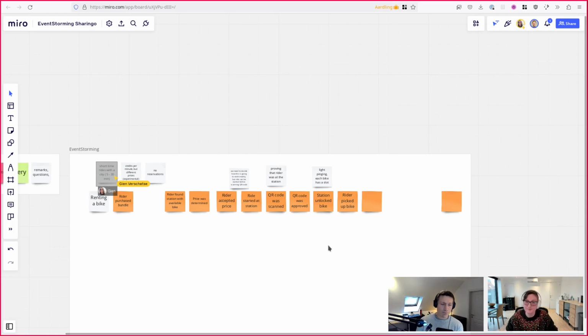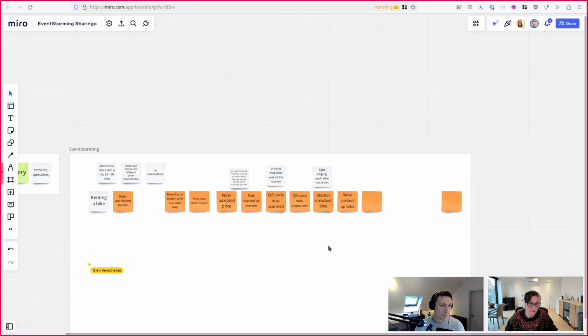So when they picked up the bike, they can drive around. At the moment, we don't have any tracking. So let's keep all tracking of the bikes out of scope. And then at some point, they just place a bike back at the station.